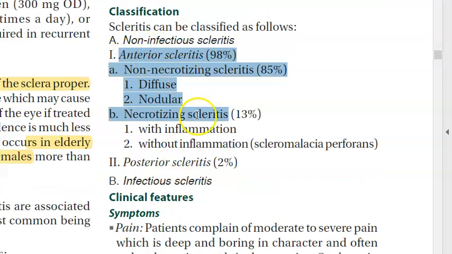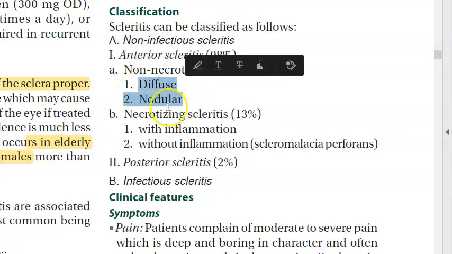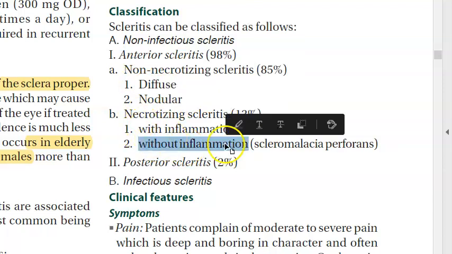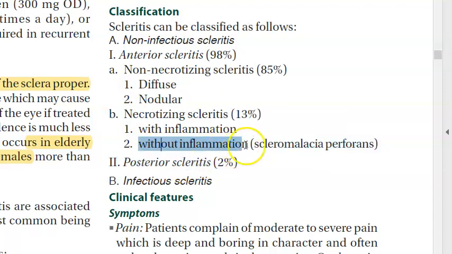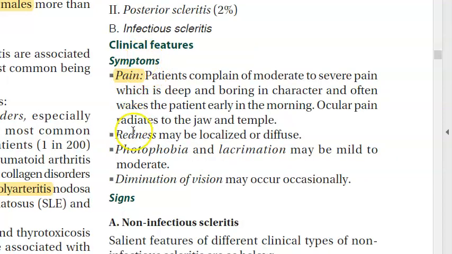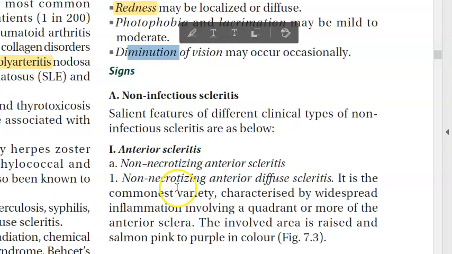Classification, we already told you there is anterior and posterior. In anterior, you have the diffuse, nodular, and then the necrotizing. Necrotizing, you have with inflammation and without inflammation. Without inflammation, they will end up going into a perforation, right? So what are the symptoms? These people will have pain, redness, photophobia, lacrimation, diminution of vision.